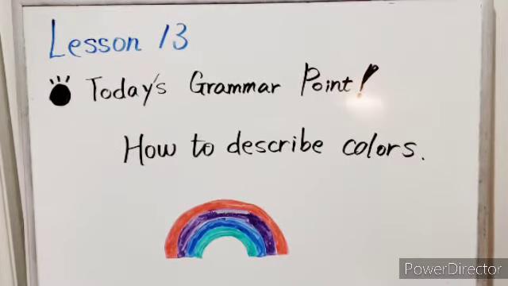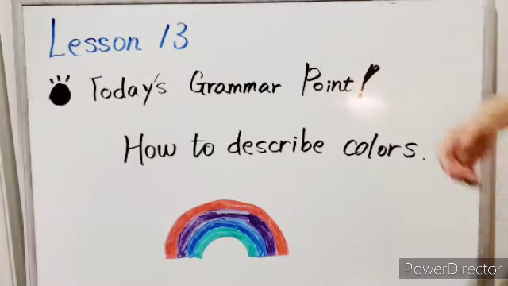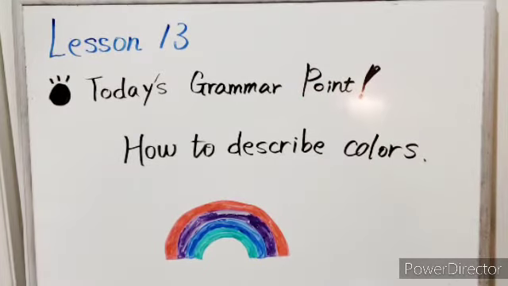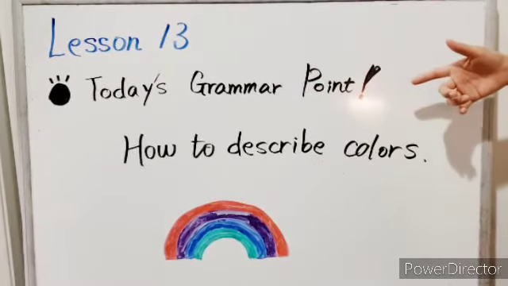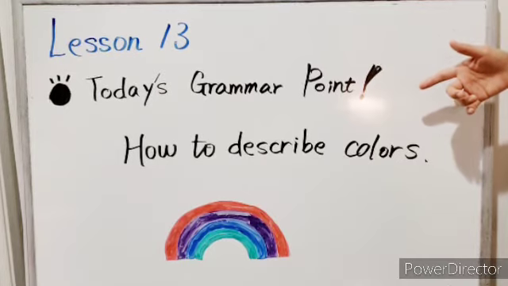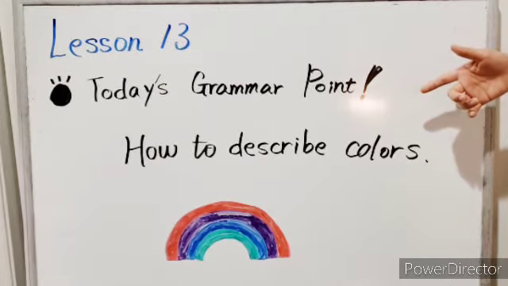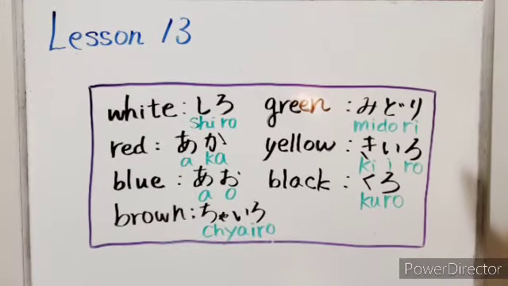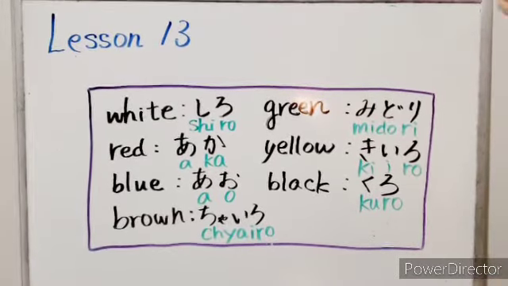Today, we will learn how to describe colors in Japanese. Are you ready? Let's get started. Today's grammar point is how to describe the color of something in Japanese. First, let's learn typical colors in Japanese.